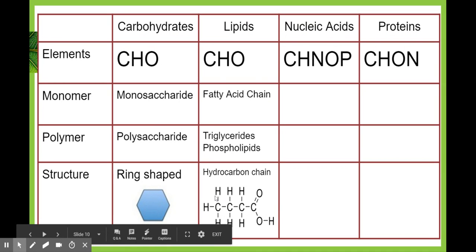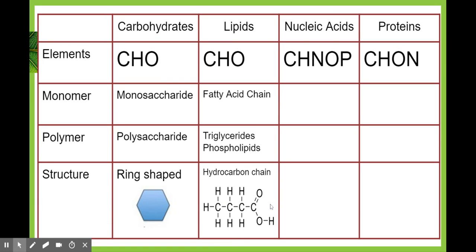Now, I give you a really short example of a fatty acid chain right here. There's only 4 carbons in this chain. But you could easily have a hydrocarbon chain that has 10, 20, 30 carbons in a row. So these can get really, really long.